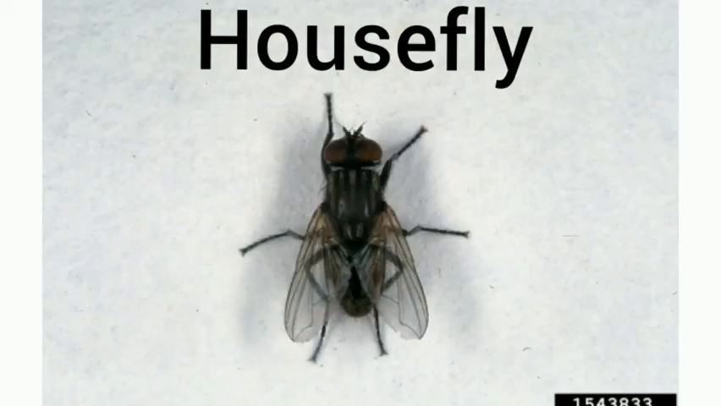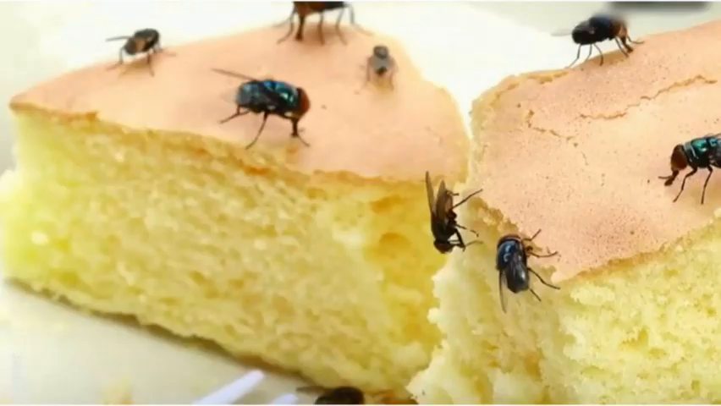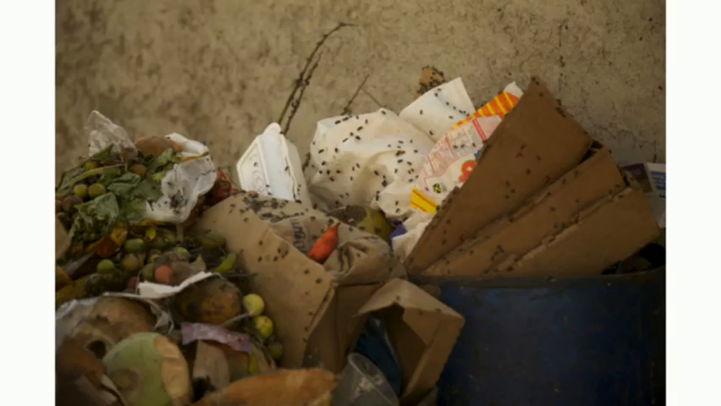Housefly, commonly known as fly. They are black in color. They have 6 legs and transparent wings to fly. Houseflies are commonly found in homes, on garbage, or on open food items. They spread germs by sitting on food. So we should always keep our food covered and our homes clean.